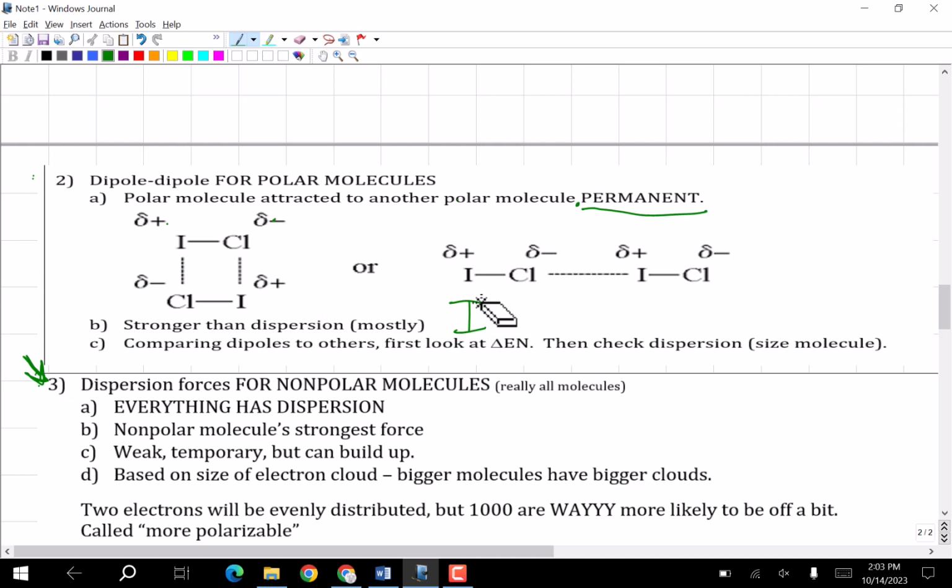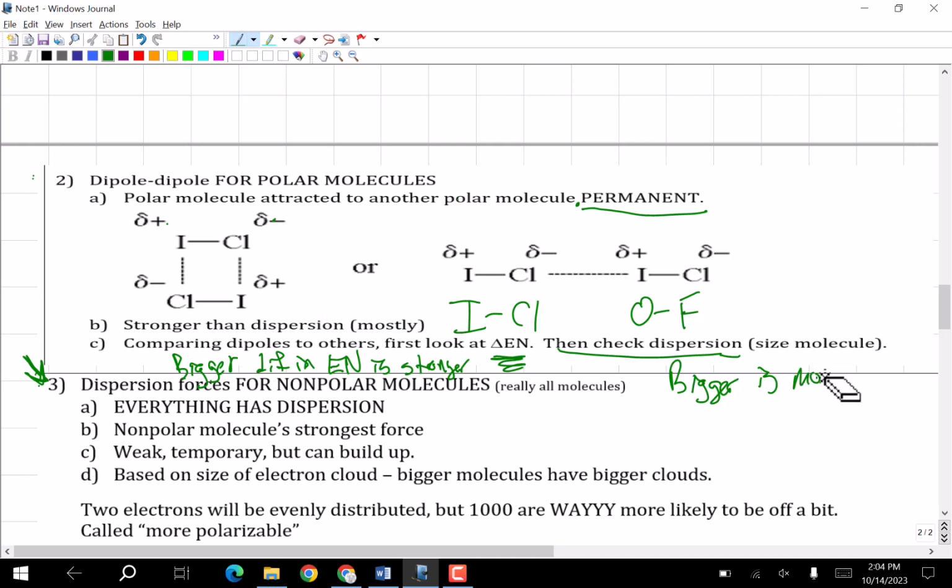So if I wanted to compare I to Cl versus O to F, okay, what I would do is first look at the difference in electronegativity. Remember, a bigger difference in EN is stronger. Then I would look at dispersion forces, which is the size of a molecule. I should tell you this: bigger is more attractive, which is different than what we've done for bond energy, because we're not talking about the difference between them. If it's bigger, it's got a bigger electron cloud, and we'll get into that now.